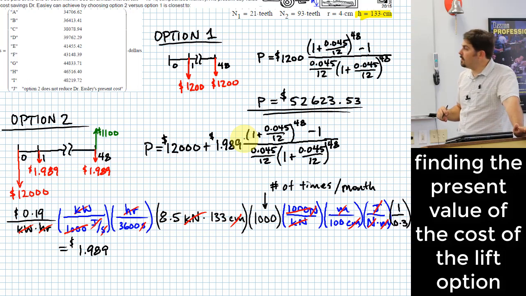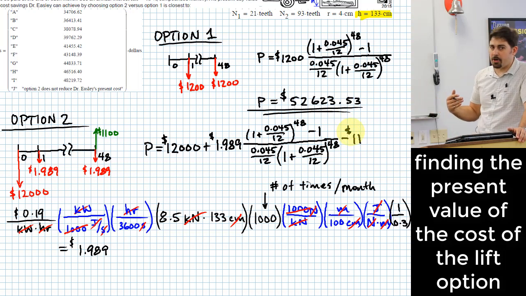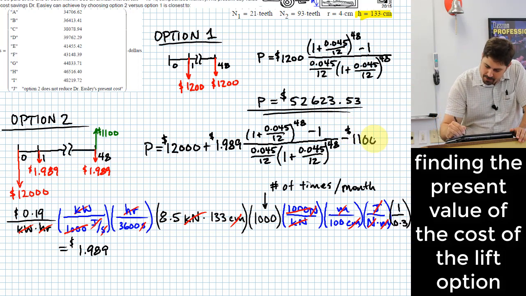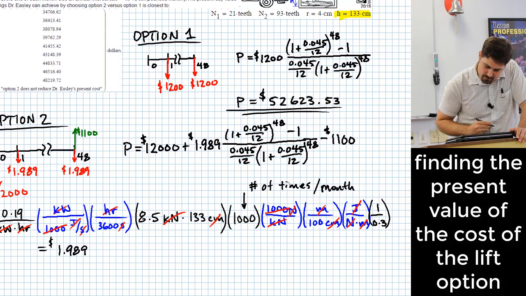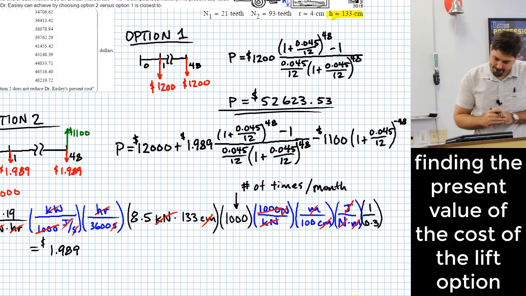Okay. So far that's how much it costs, but I do get the salvage back, right? So what do I do there? Subtract. This is an amount of money I get back, so I can subtract it from my costs, right? 1,100 times what? It's going to be to the negative. Yeah, it'll be 1 plus 0.045 over 12 to the negative 48.